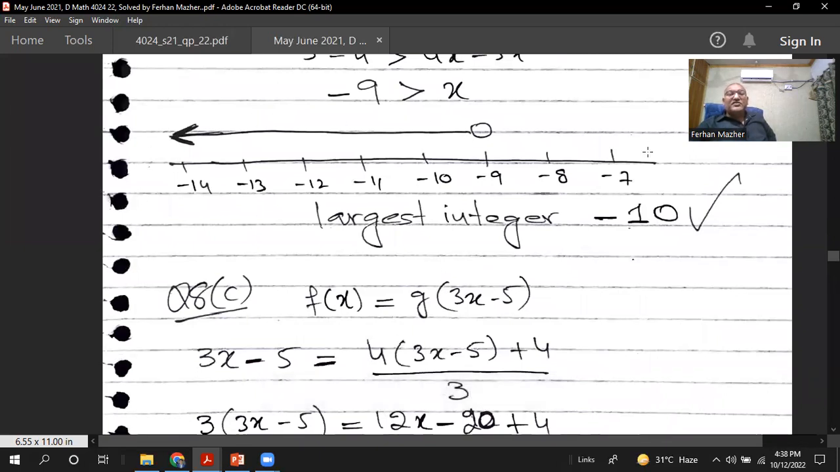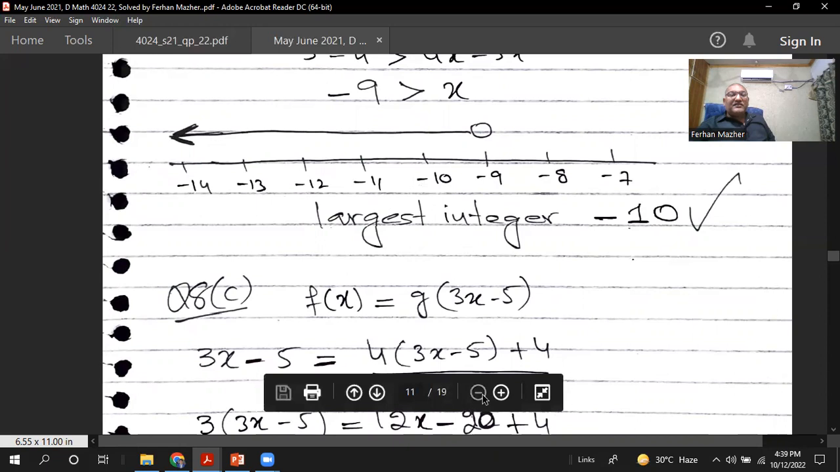So I will represent this on a number line. So you have minus 9, minus 8, minus 7, minus 10, minus 11, minus 12, minus 13, minus 14. It says x is less than minus 9. So put a circle here. Don't shade it because it's not equal to, and less than minus 9 is this way. Their question was, what is the largest integer value of x? And in this solution, the largest integer value here is minus 10.